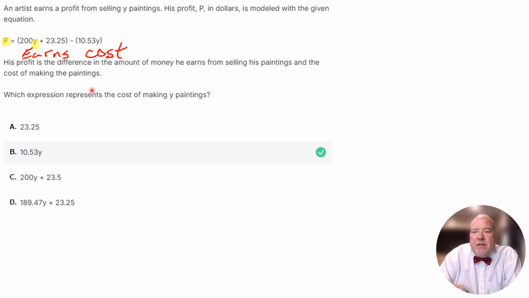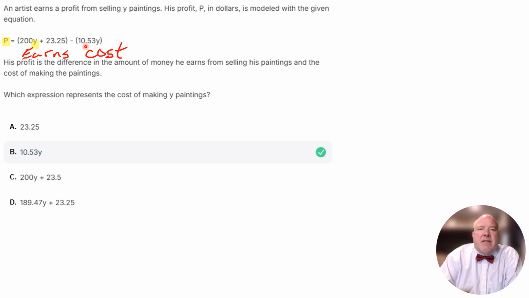Now, if you want to look at this a little closer, 200 times Y is the number of paintings he sells. That means that he's making $200 for each painting that he sells. And then there's this other 2325 here that we don't know what that is from. Maybe it's shipping and handling. I don't know. But we don't need to know.